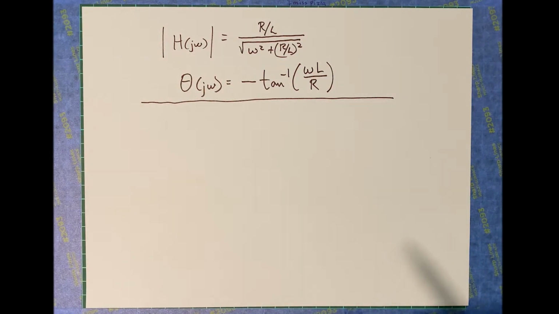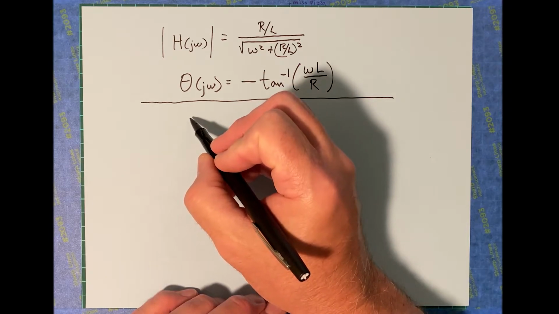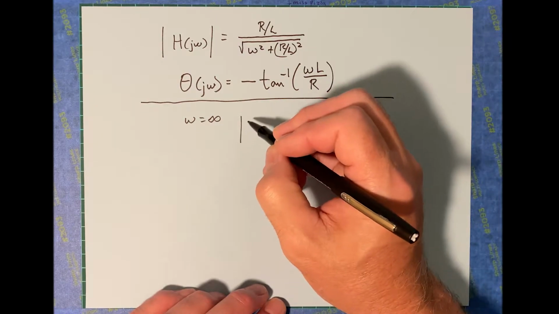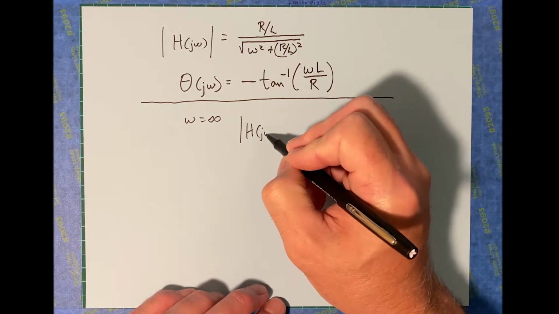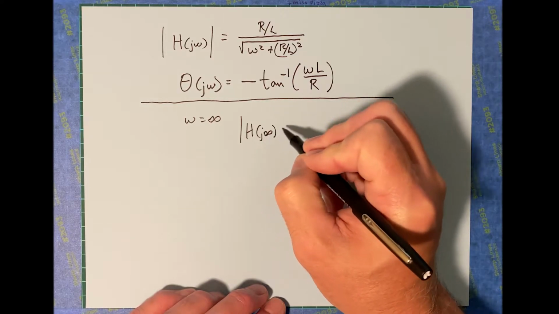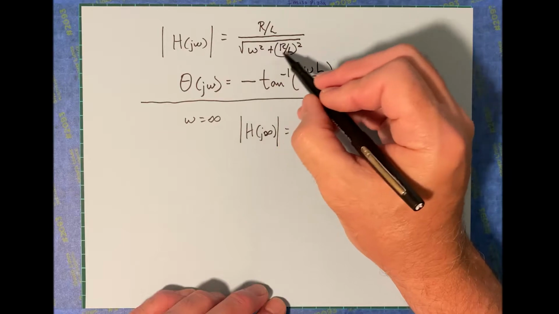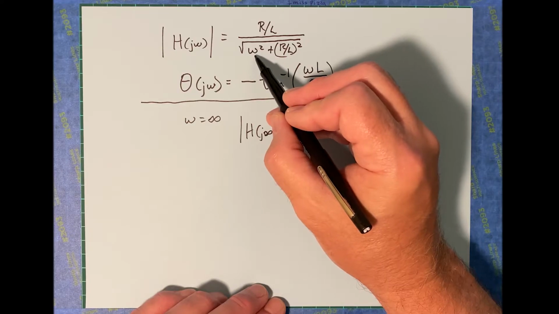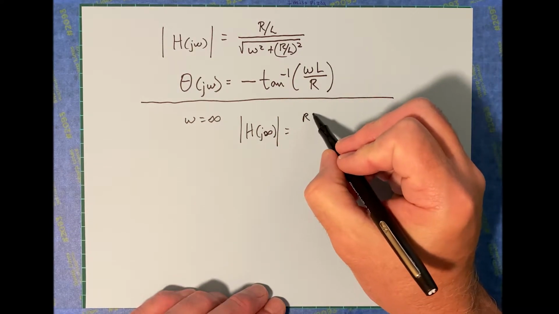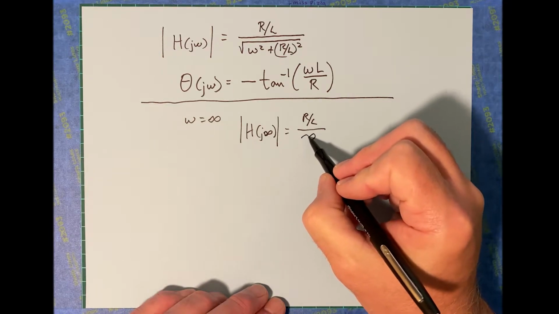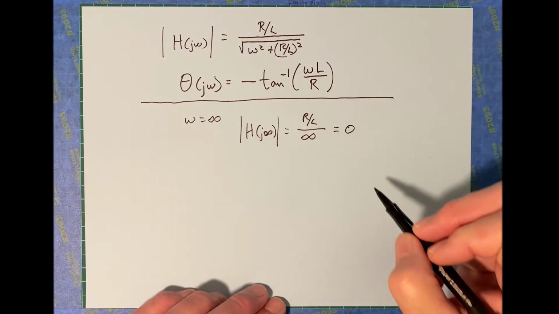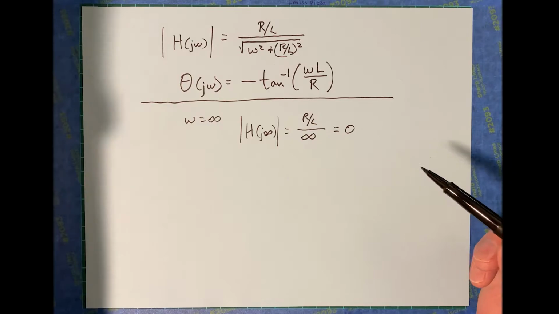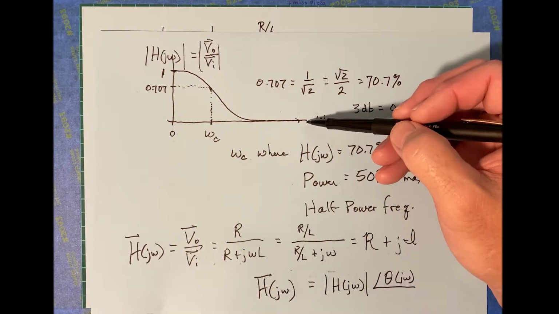First, notice a couple of things here. We've said that at omega equals infinity, what is the transfer function? Well, the magnitude of the transfer function at infinity is going to be this, with an infinite number plugged in for omega here. So it's going to end up being R over L over a very large number. And what is that going to be? That's going to be 0. So it makes sense that it goes to 0 as omega goes to infinity here.